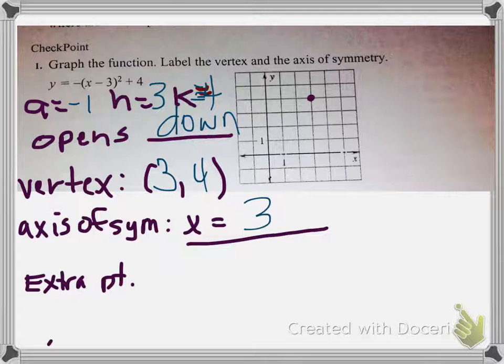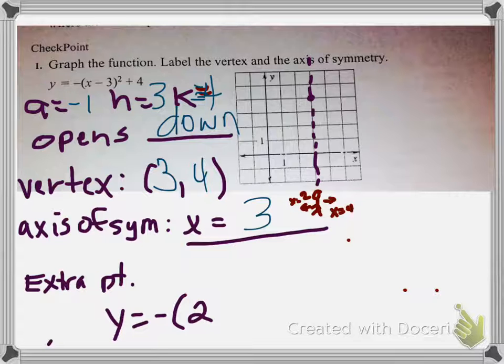There's 3, 4. I'm supposed to draw my axis of symmetry. Now remember, you are standing where x is 3. If I take one step to the right, I'm going to be at x is equal to 4. If I take one step to the left, I'm going to be at x is equal to 2. Now, who do you want to pick? It won't make a difference whatsoever. So I'm going to go ahead and pick 2, just because.